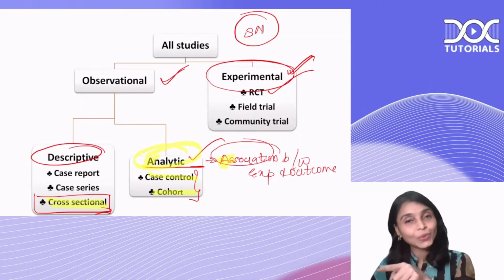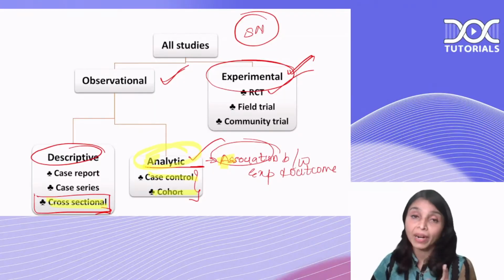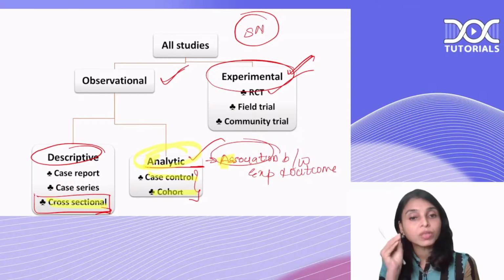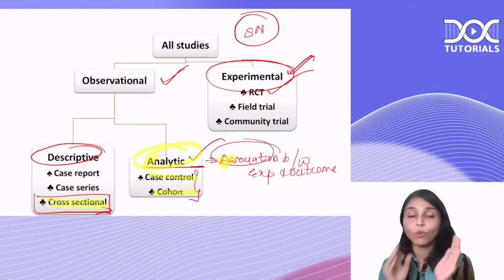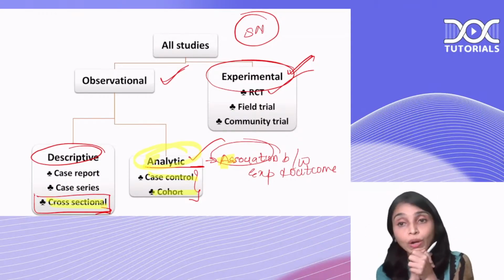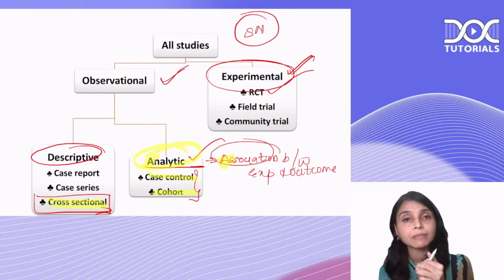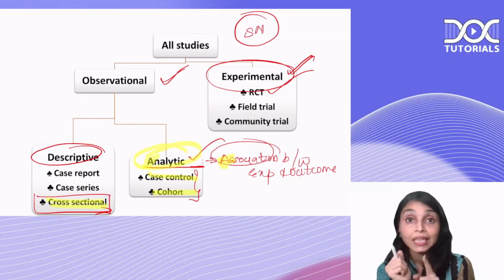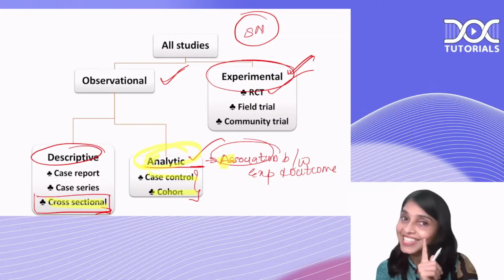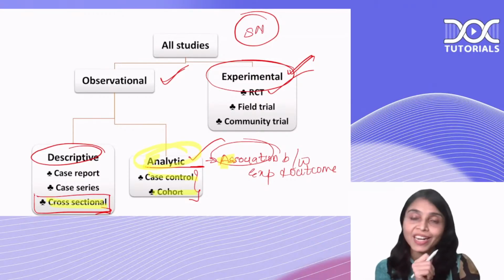Okay, so association between the exposure and outcome, under which you have case control and cohort. My question is, in both case control and cohort, you have exposure and outcome, right? And both you are using to find out the association. Then what is the difference between these two study designs? The difference is the direction in which you start the study, from where exactly you are starting the study.